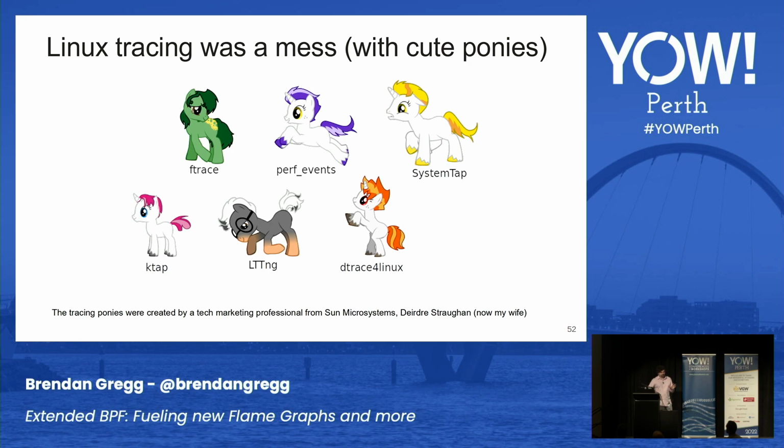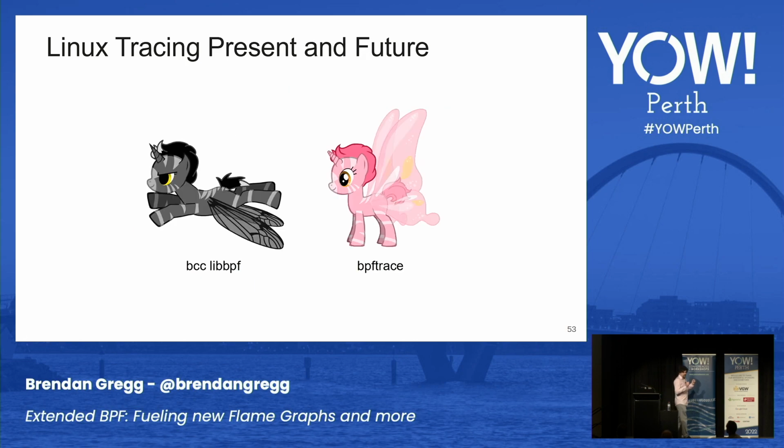eBPF has given us the tracers we've been after for a long time, and the main two we're using now are BCC, libbpf, and bpftrace.